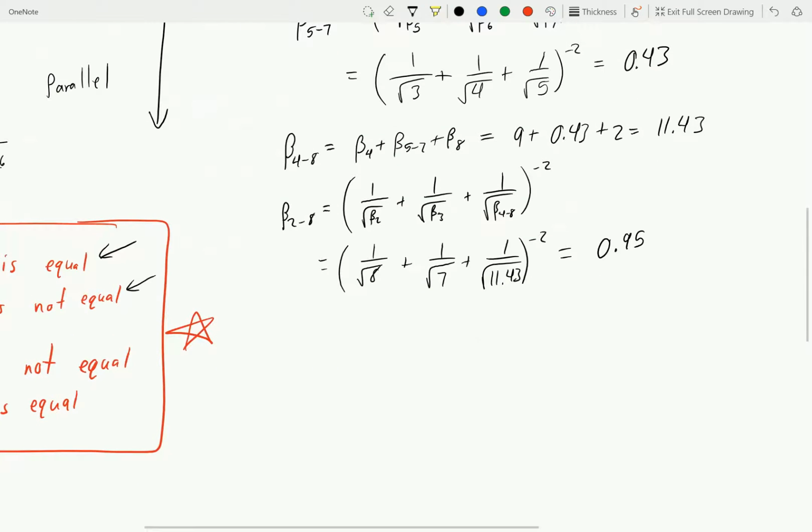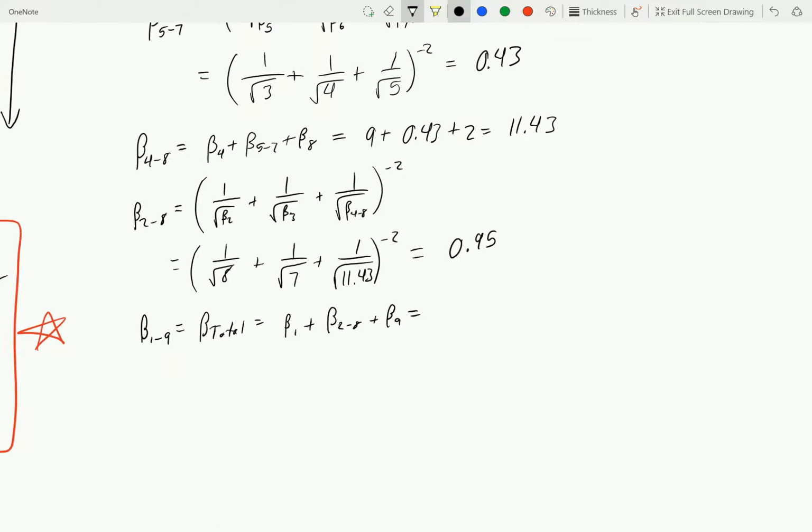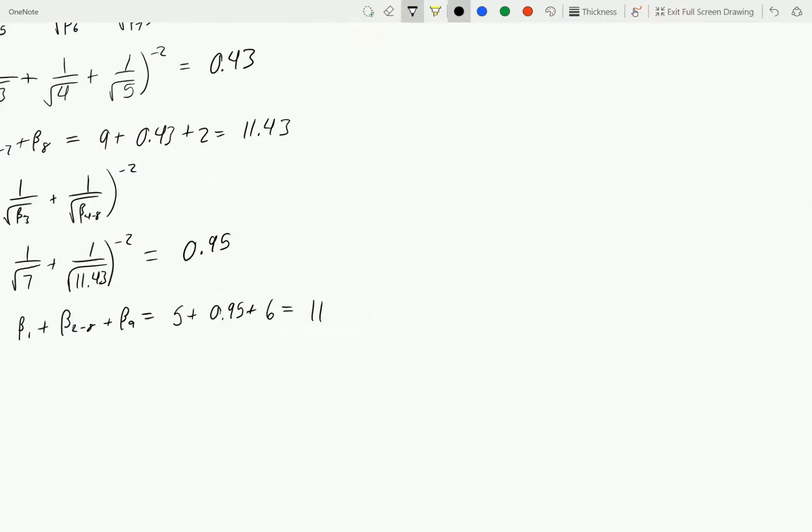Okay, now we finally do the very last thing, which is beta 1 through 9, which is the same as beta total, which is simply beta 1 plus beta 2 through 8 plus beta 9. And beta 1 is 5, 2 through 8 is 0.95, and beta 9 is 6. So we get a beta total value of 11.95.